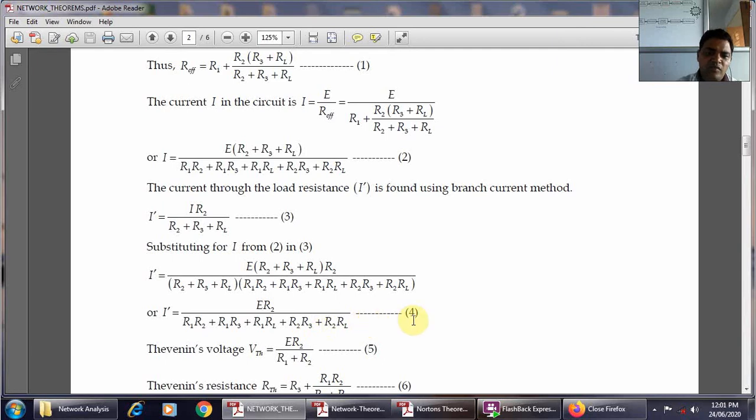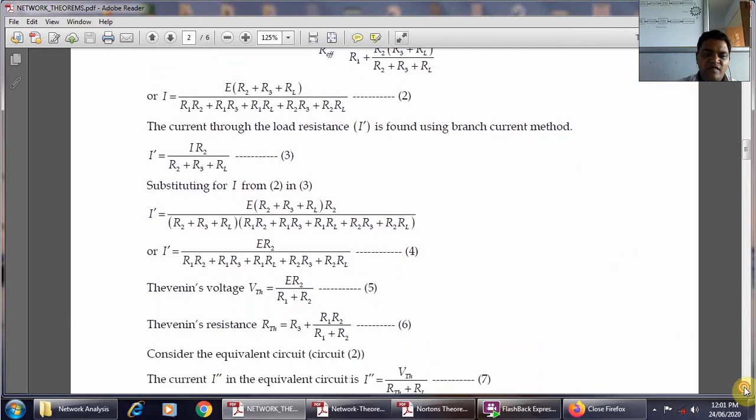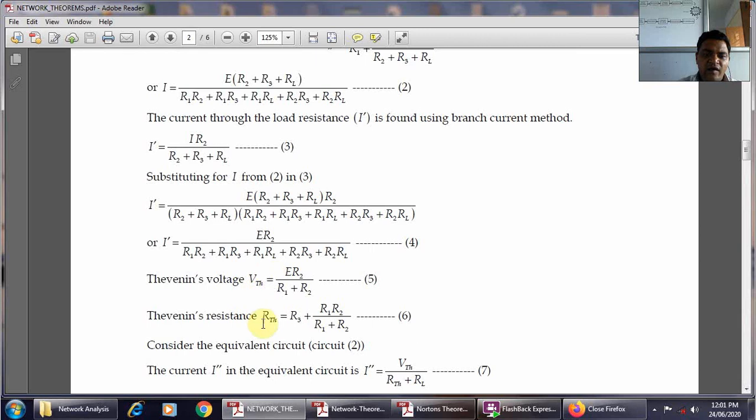Then from the Thevenin's equivalent, we have calculated the Thevenin's voltage VTH, which is equal to E into R2 upon R1 plus R2. This is equation number 5. Then Thevenin's resistance RTH is equal to R3 plus R1 R2 upon R1 plus R2, in equation number 6. Consider the equivalent circuit.